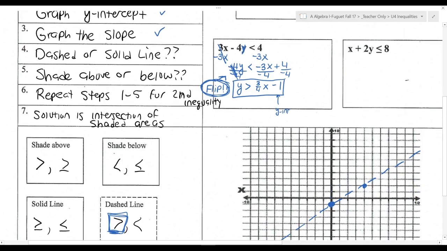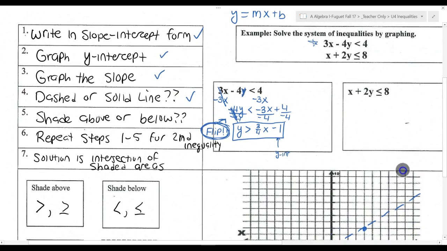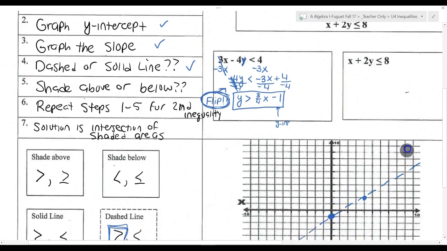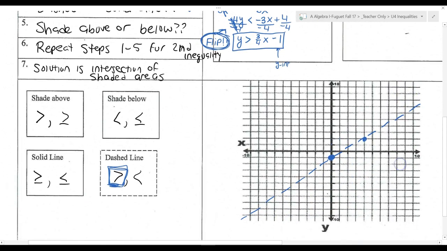Okay, so we've done dashed or solid line from our steps. Now I decide, do I need to shade above or below the line? When y is greater than the boundary line, greater is always going to mean above or more. Here's the y-intercept, so I'm shading everything above it. And so I'm going to go ahead and just do a quick shade. Again, I'm using the same blue for this, and shade everything in.